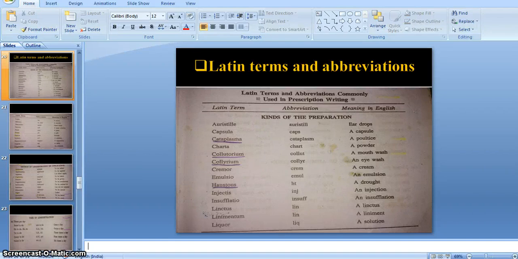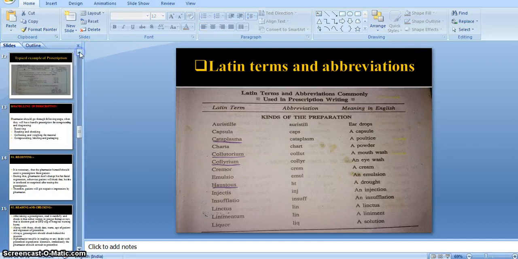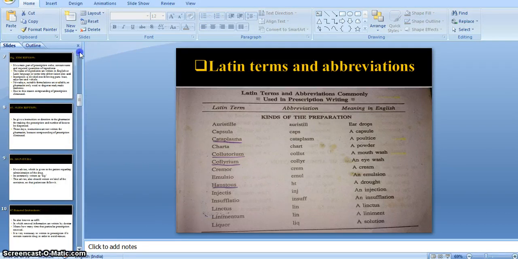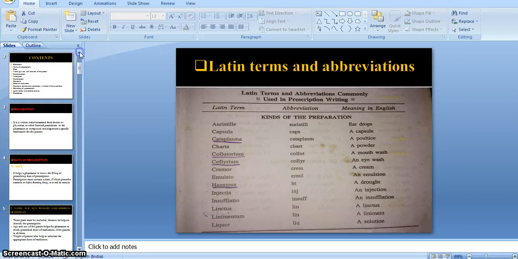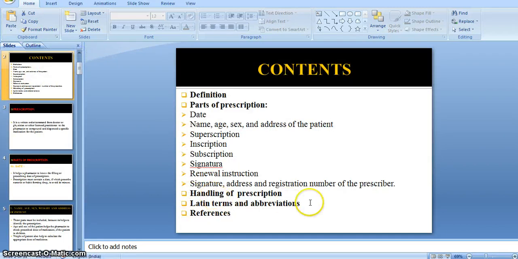Hello. Then our next topic is Latin terms and abbreviations. Just now we saw the handling of prescription. Afterward, we will discuss the Latin terms and abbreviations.